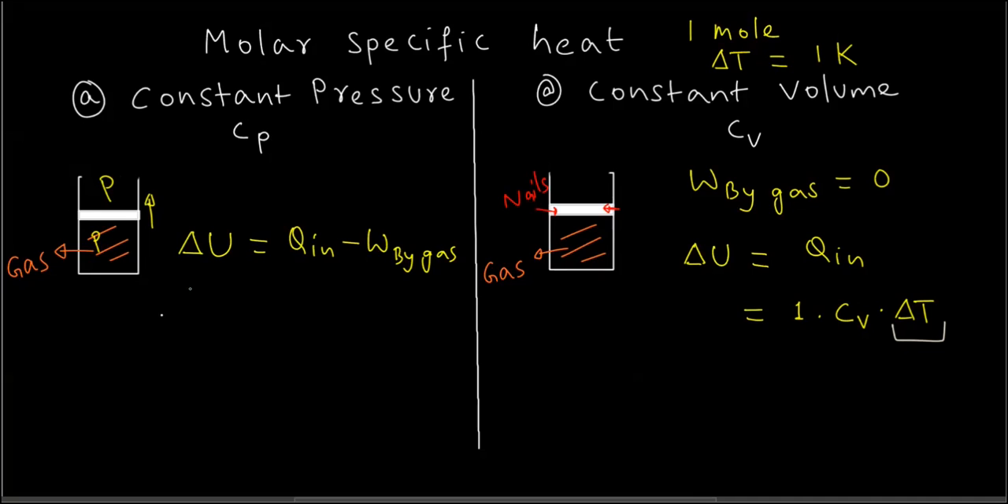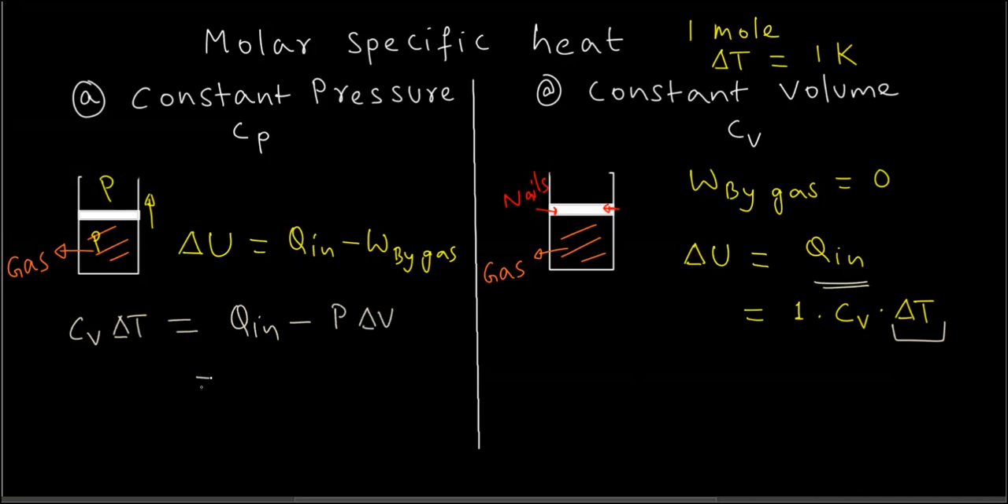So the left-hand side, I can still write it as CV into delta T. Again, I'm looking at only 1 mole. Now this heat, whatever heat I have supplied, I'm supplying it at constant pressure. So this is different. The right side heat is different from the left side heat. Now, work done by gas. If you take a tiny increment, I can write it as P delta V.